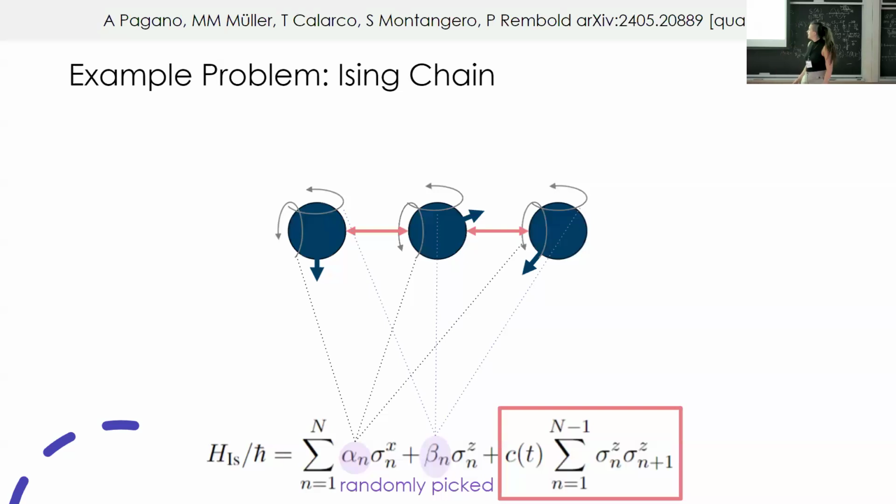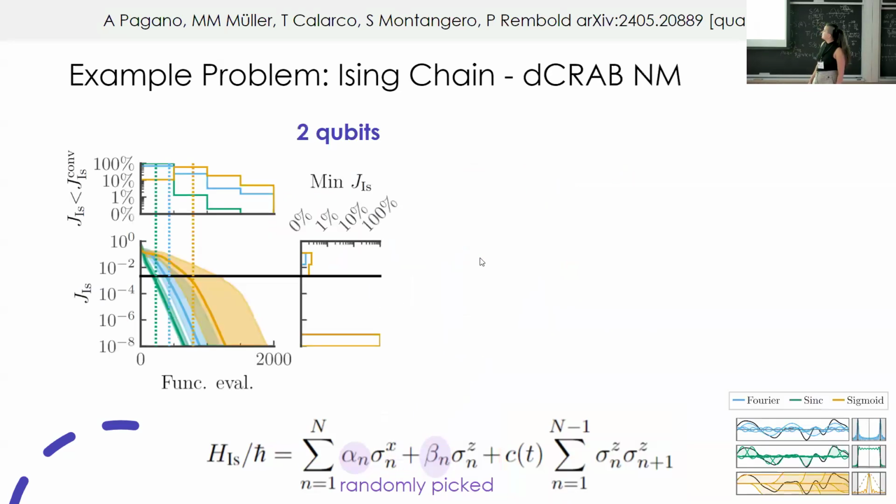So here we have a Hamiltonian. So each of these qubits here has a randomized X and Z component in the Hamiltonian, and then the control is the global ZZ coupling. We randomly choose how strong the X and Z contributions are. So we did this for 2 qubits, and here we see a completely different ranking of our bases. So the sinc basis does really well, and the sigmoid basis is not so great.